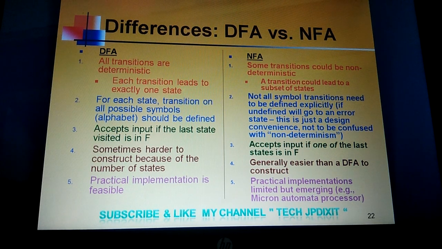In a DFA, construction is sometimes harder because of the number of states, whereas an NFA is generally easier to construct than a DFA. In a DFA, practical implementation is feasible, but in an NFA, practical implementation is limited, though emerging with Micron's Automata processors. So these are the basic differences between NFA and DFA.